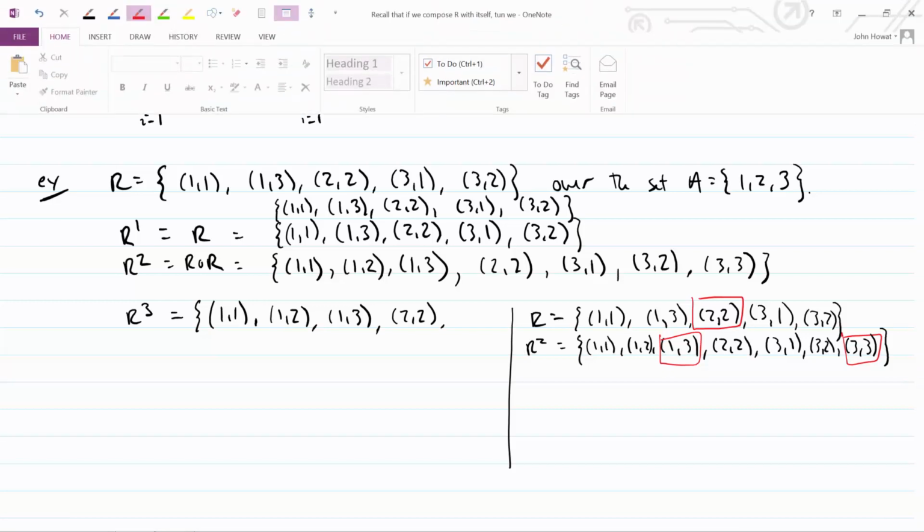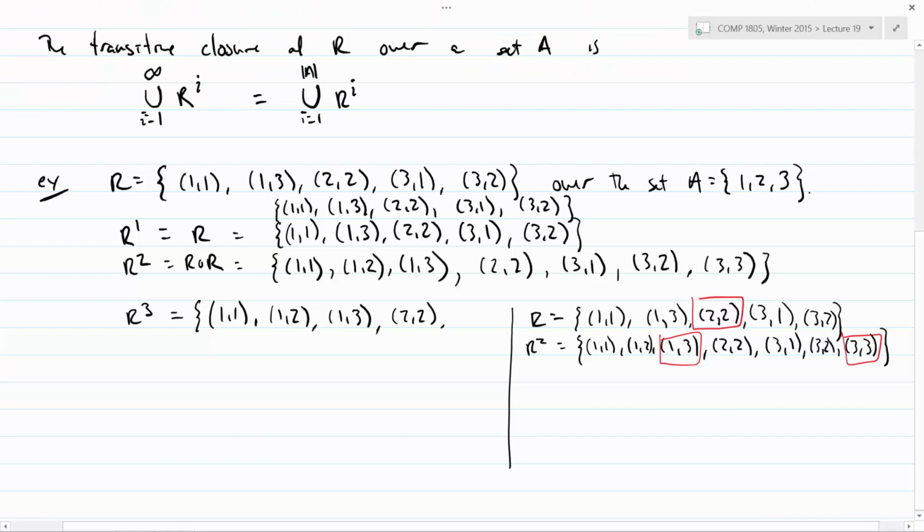All right, so we move on to our 3s. Do I have a 3,1? How do I have a 3,1? Yep, so 3,1 and 1,1 does the job. So I have 3,1. Do I have 3,2? How? 3,1 and 1,2 does it.